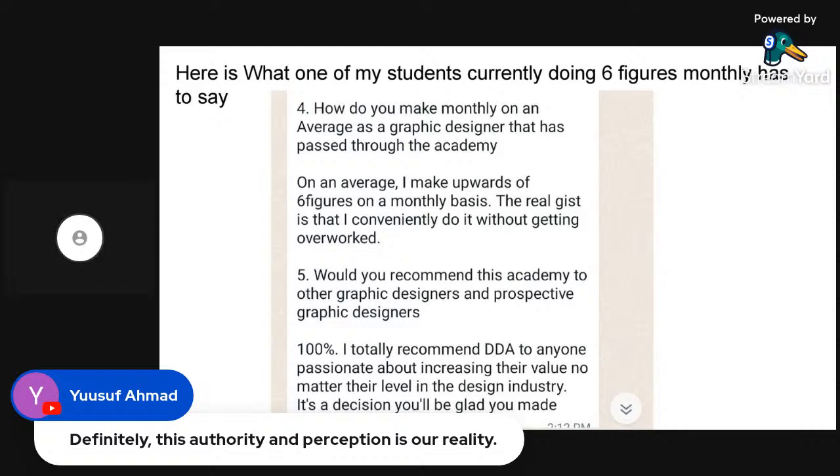I totally recommend DDA to anyone that is passionate about their skill, right? About increasing their value, no matter their level in the design industry. It is a decision you'll be glad you made. Now, this is one of my students.